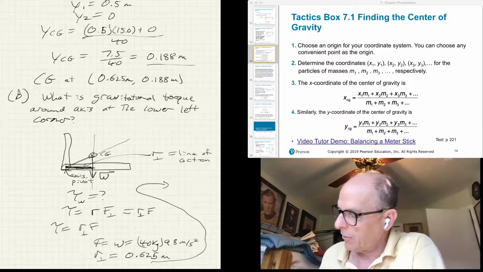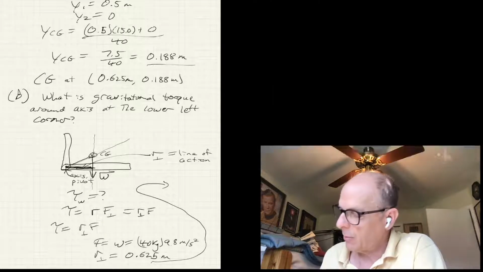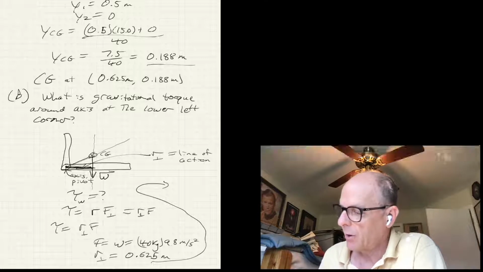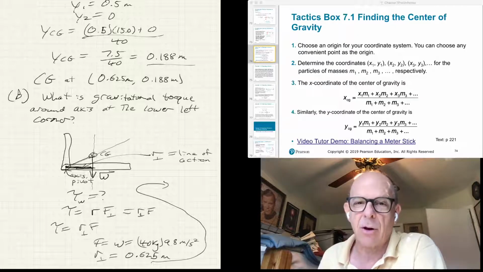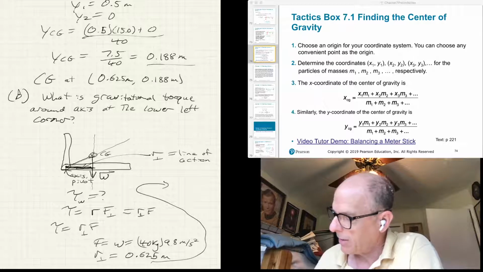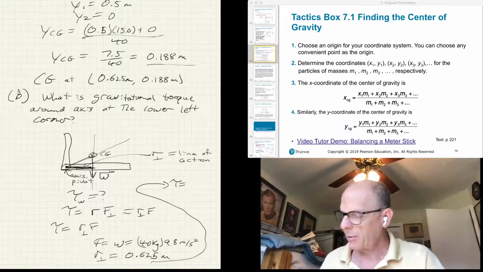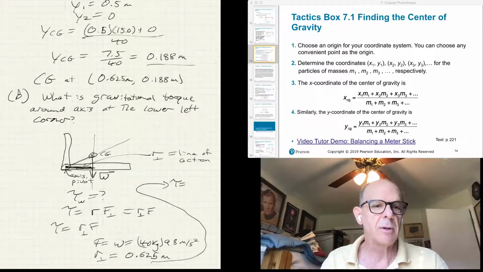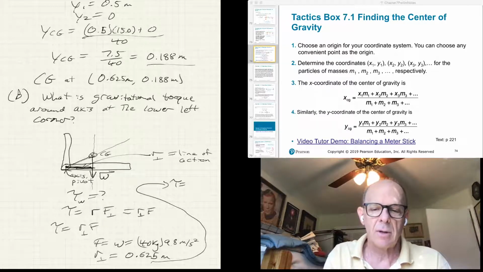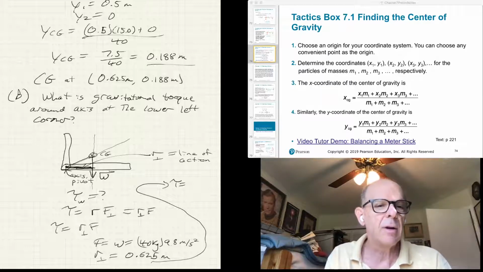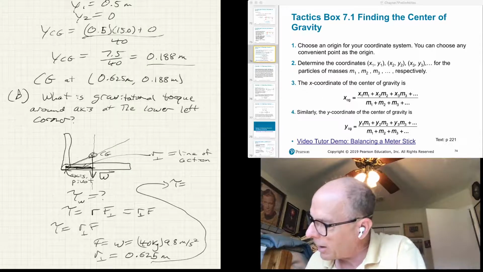Okay, the force is 40 times 9.8 meters per second squared. Our perp is just the x position of the center of gravity. That's how far it is from the axis point over to this arrow that I've drawn from the center of gravity straight down, which is the direction gravity points. So then that gives me torque equals 40 times 9.8 times 0.625, and that is 245 Newton meters.